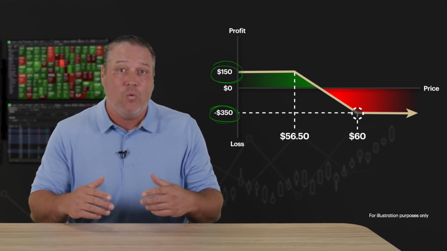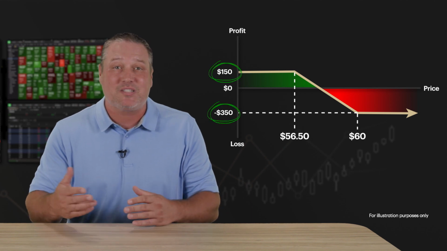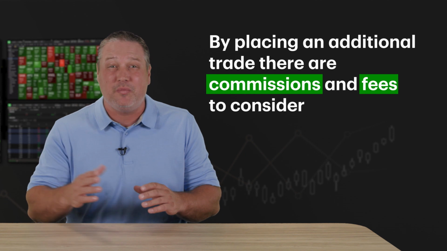So, when you buy an option to leg into a spread, you reduce your risk, and possibly free up some additional buying power. But there are some downsides. You limit how much money you can make on the overall trade, and because your break-even point is worse, you increase the chance of a losing trade. Not to mention that by placing an additional trade, there's also going to be additional commissions and fees to consider.